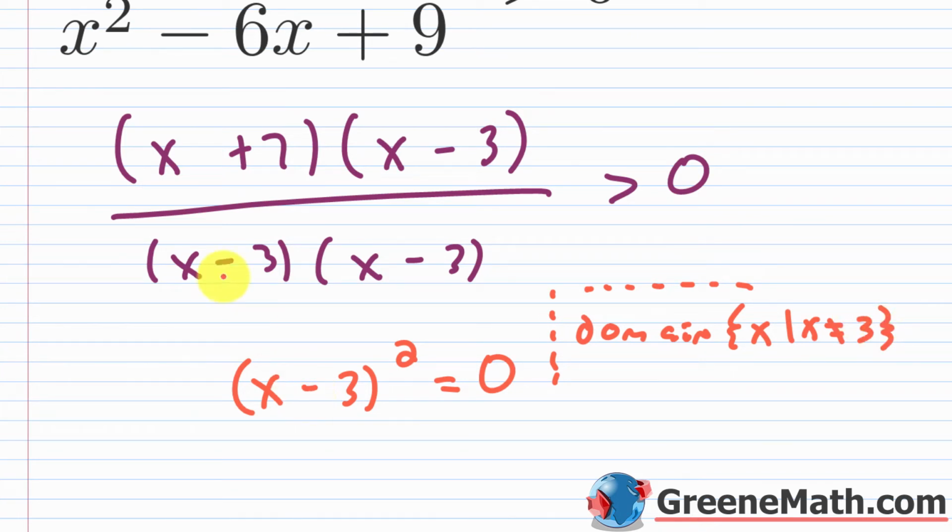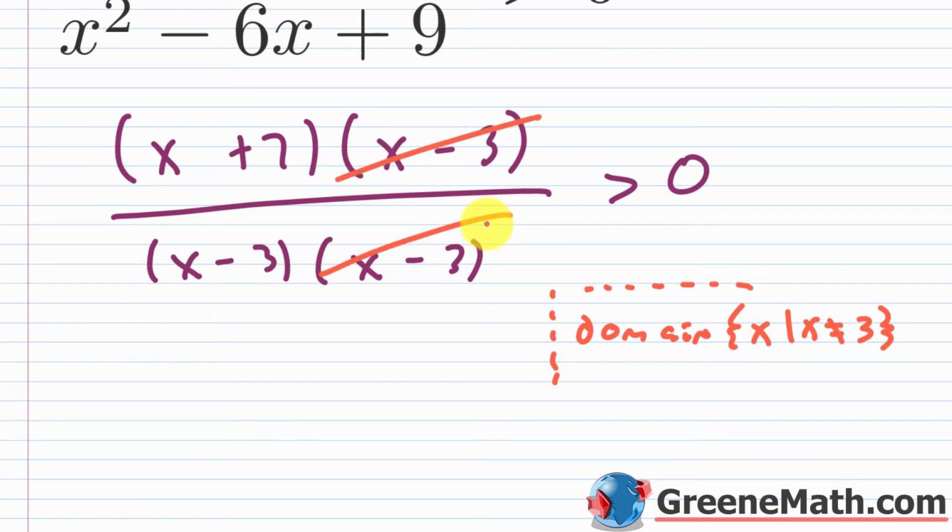So essentially, if you plugged in a 3, either here or here, 3 minus 3 is 0. And again, you can't divide by 0, right? That's undefined. So now that I've done this, what you can do is cancel this with this. So that's out of the way. And so I'm going to rewrite this as x plus 7 over x minus 3, and this is greater than 0.